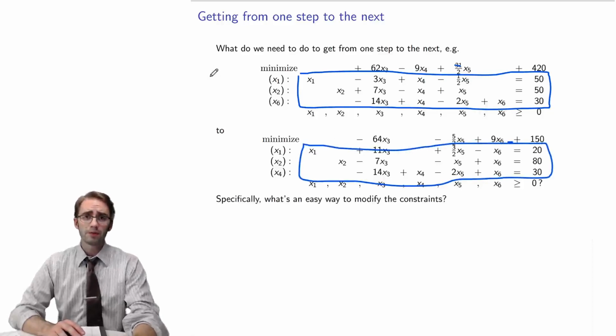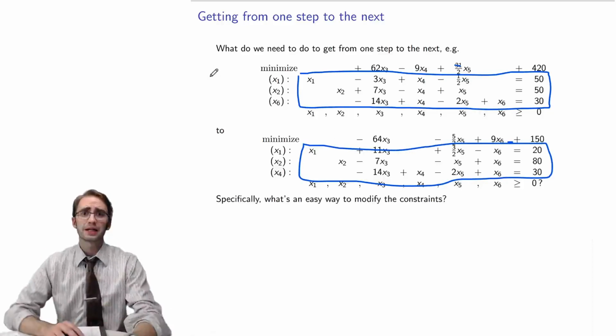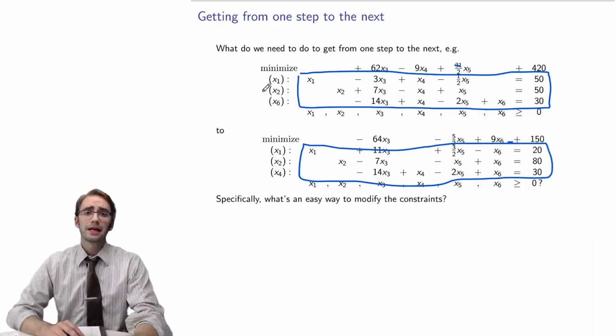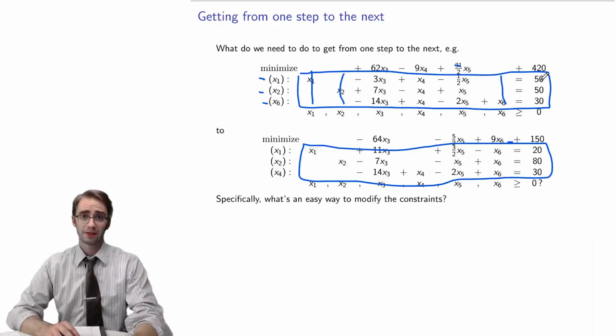The thing I want to observe visually before I explain the actual process is that this system here is expressed in terms of x1, x2, and x6, and that's reflected in the fact that x1 only appears here, x2 only appears here, and x6 only appears here. And I want to do something with this system to transform it into one that has an x1 over here, an x2 over here, and an x4 that only appears over here.